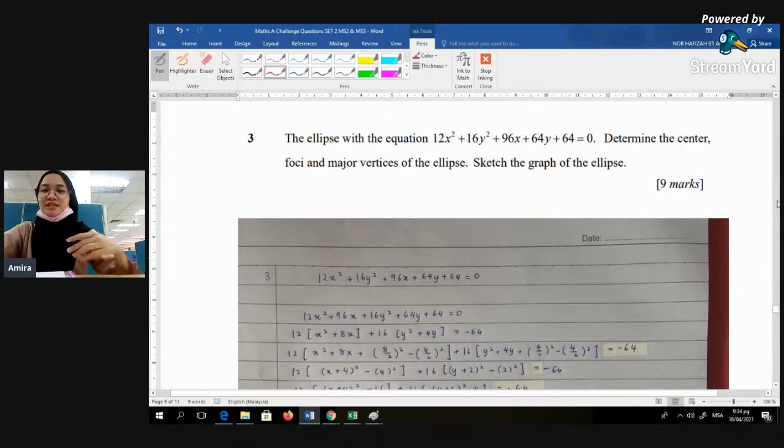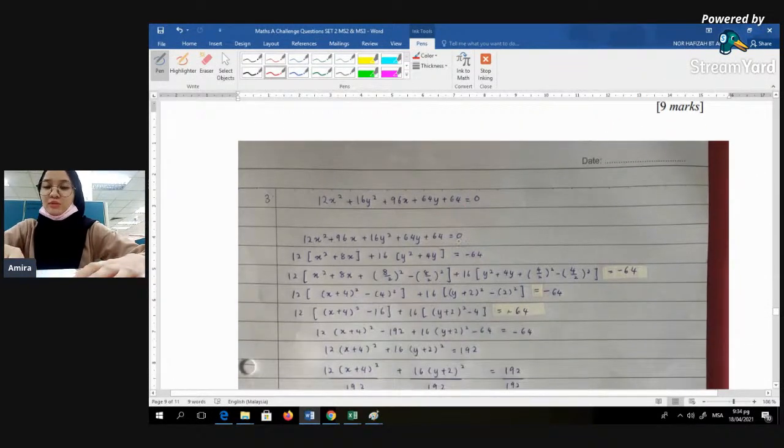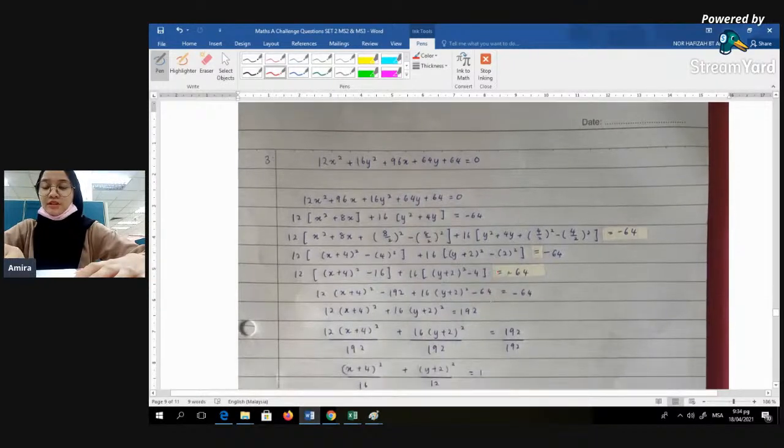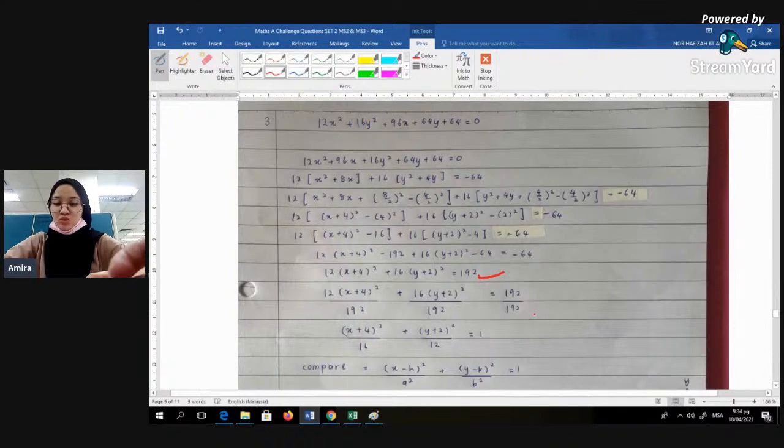They want you to determine the center, foci, and major vertices of the ellipse, and then you have to sketch the graph of the ellipse. So first of all, you have to complete the square of the equation. After you complete the square, bring all the numbers to the right side. So you will get 192. When you get 192, you have to divide the whole equation by 192, so you will get 1 on the right side.